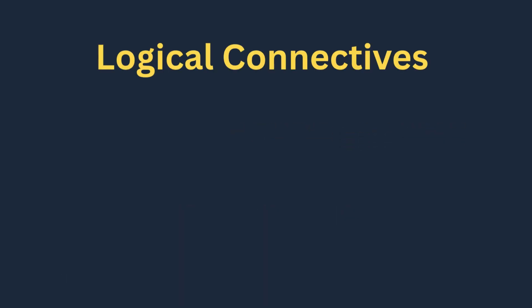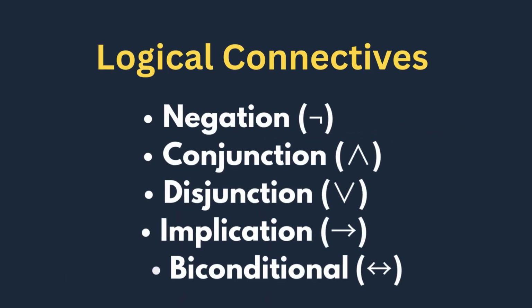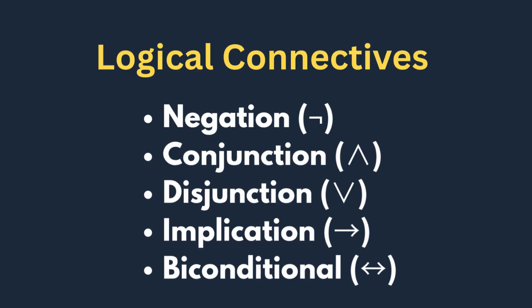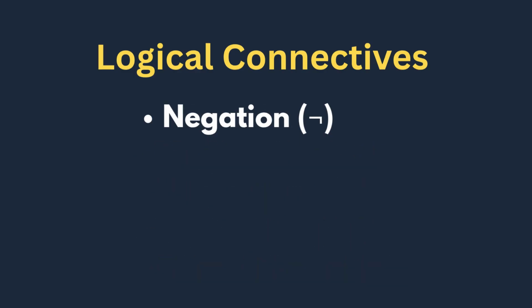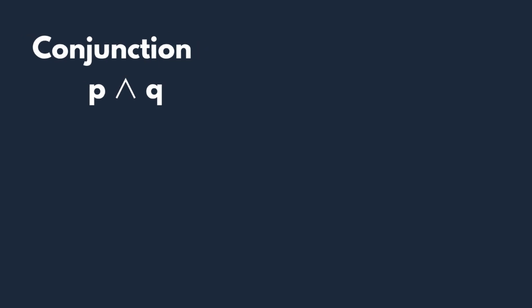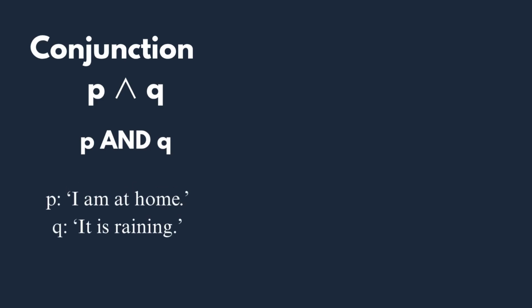This is the heart of propositional logic. Using connectives, we build compound statements. Negation simply flips the truth value. If P is true, negation of P is false, and vice versa. This means P and Q. It's only true when both P and Q are true. Let's consider two statements, P and Q. This means I am at home and it's raining.